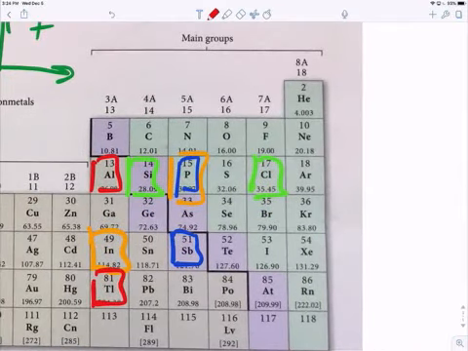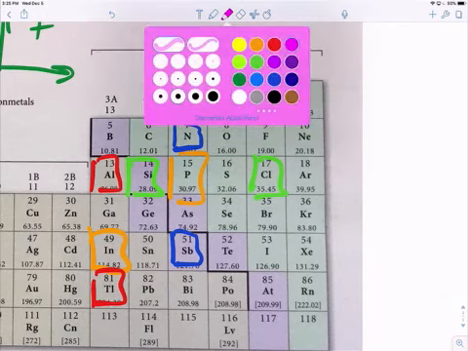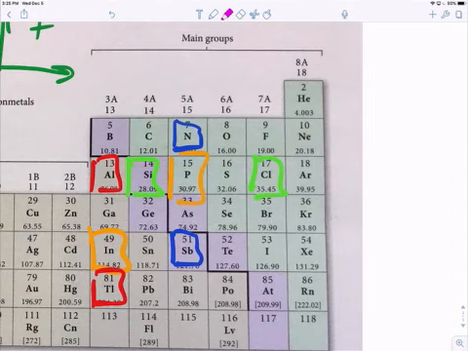Hopefully you're not colorblind. If you are, I do apologize. Maybe instead of the blue, maybe I'll move the blue one up here. Just so it's not.